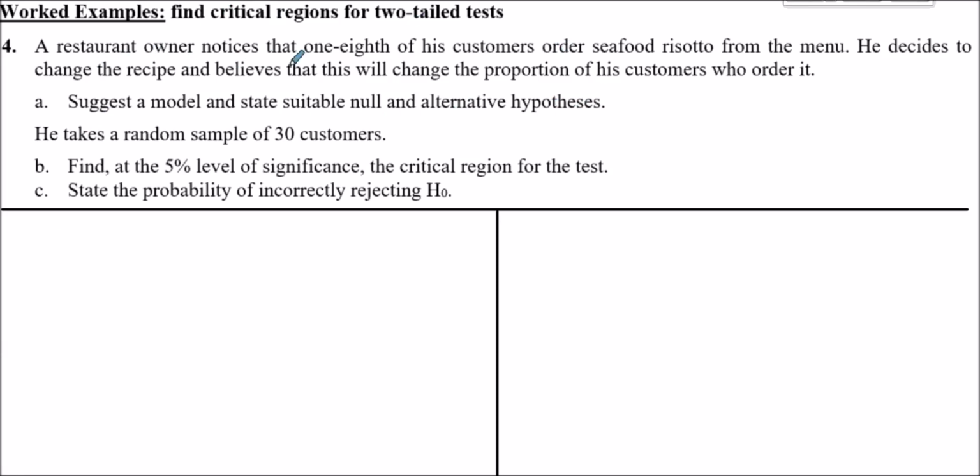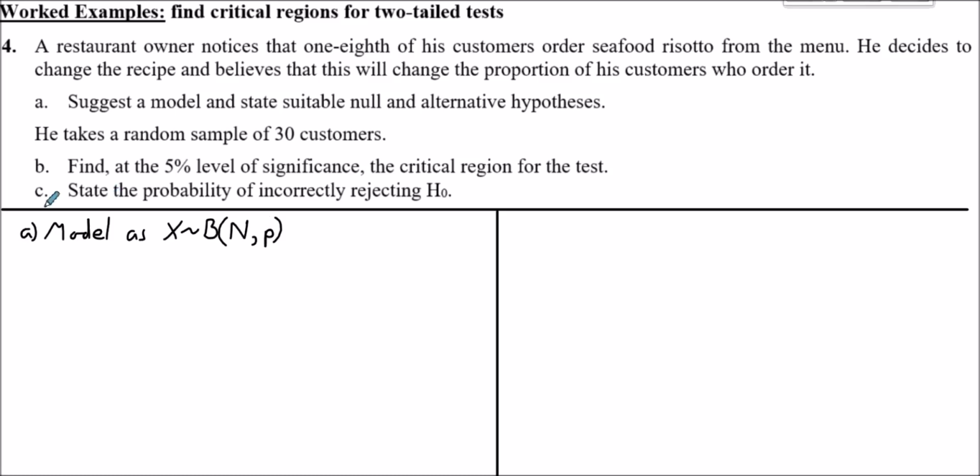So we've got to assume the restaurant owner can do some maths and that he can work out what 1/8 is. And so the model we're going to assume here, going to model it as binomial. Remember, all hypothesis tests for year 12 will be binomial. So model as binomial, n being the number of trials, p being the probability or proportion of customers that actually order the risotto.